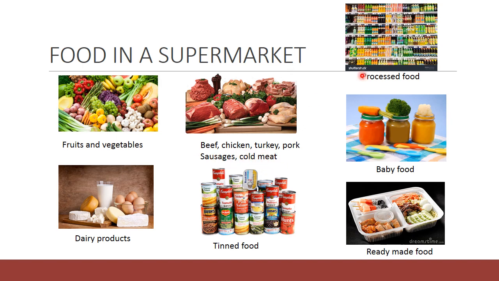We can also have a lot of processed food like juice or different jams. We can also find baby food, ready-made food, or it is also known as frozen food. That is food that you just warm up and then you have your dinner ready. We can have tin food like tuna, beans, corn. Even we can have tin soups. And finally, we can have dairy products.